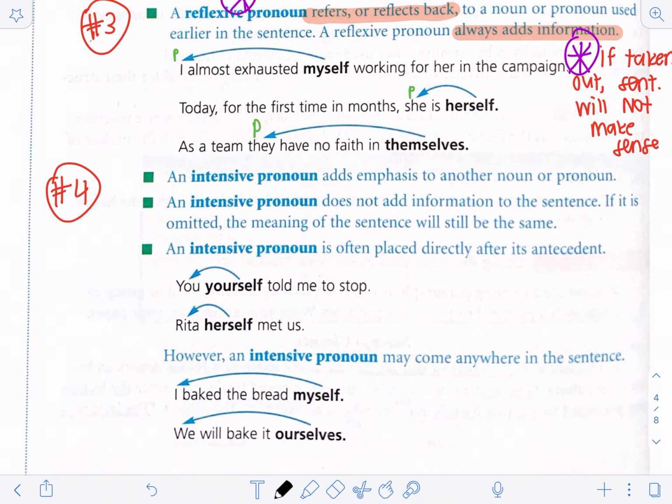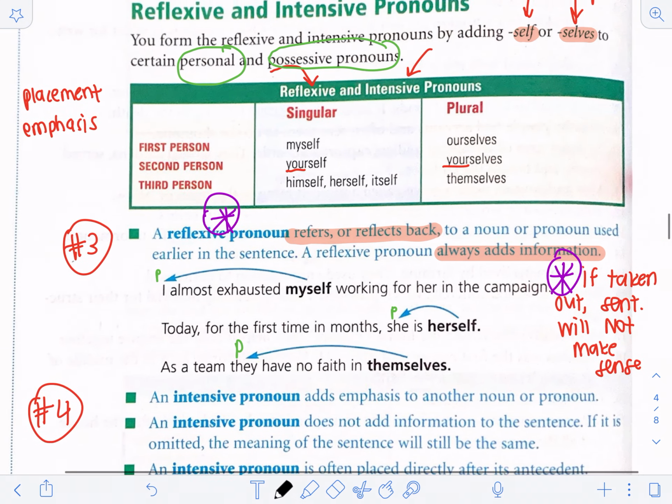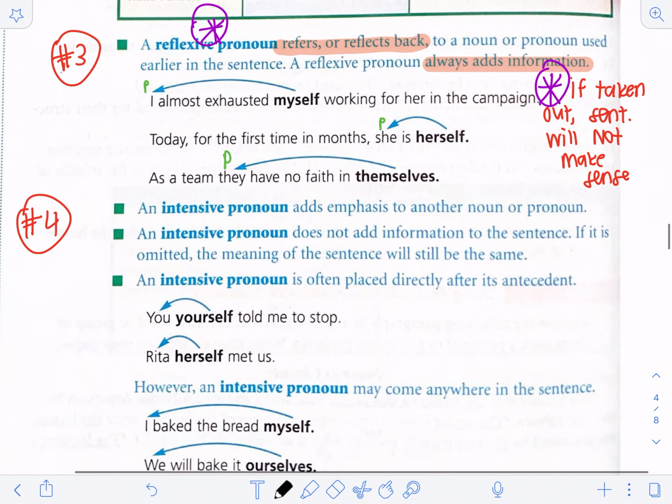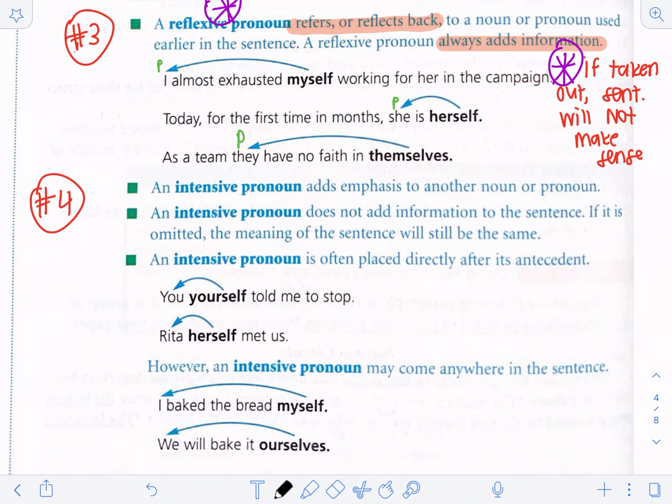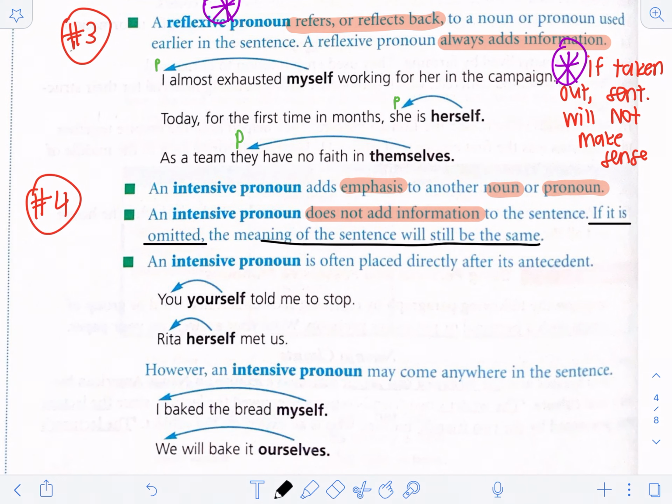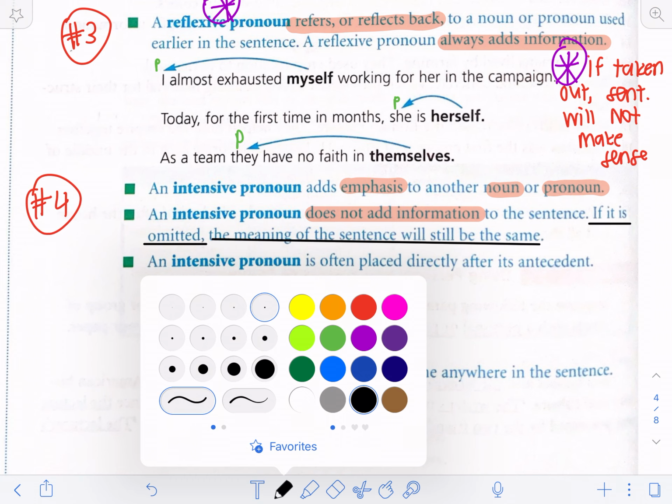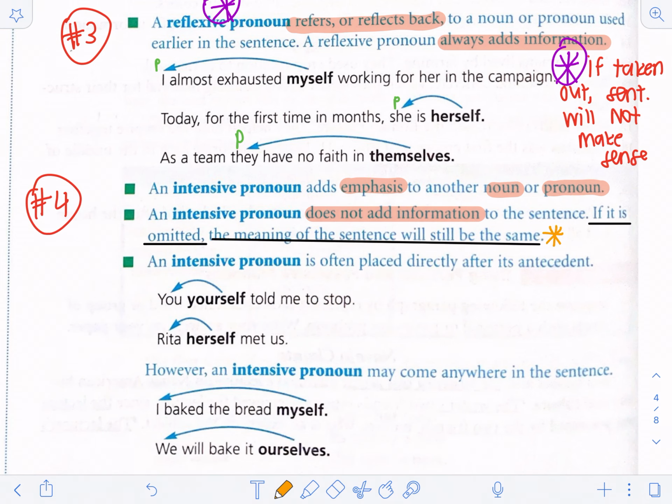Now we're moving on to intensive pronouns. This is the fourth type. It is different than the reflexive pronoun, but they all use the same words. So for example, an intensive pronoun adds emphasis to another noun or pronoun. It does not add information to the sentence, and if it is taken out, the meaning of the sentence will still be the same. This is super important. I can take out an intensive pronoun and the sentence will still be fine.